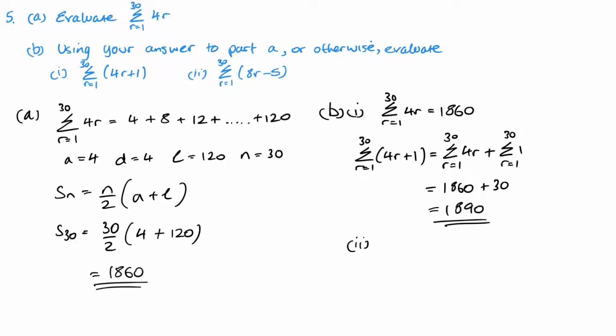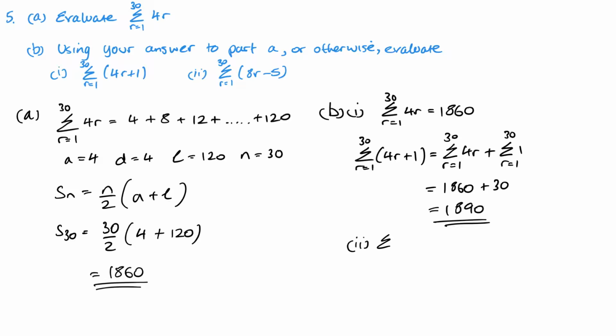Now, if I look at this one, I can do something similar. Okay, you can see the 8r means it's going to be double this. That's 4r. It's going to be 2 lots of 4r each time, so each answer is doubled, so my overall sum is double. And then again, we're going to take 5 away from each of them. So if I do 30 lots of 5 and then take that away, that should give me my overall value.